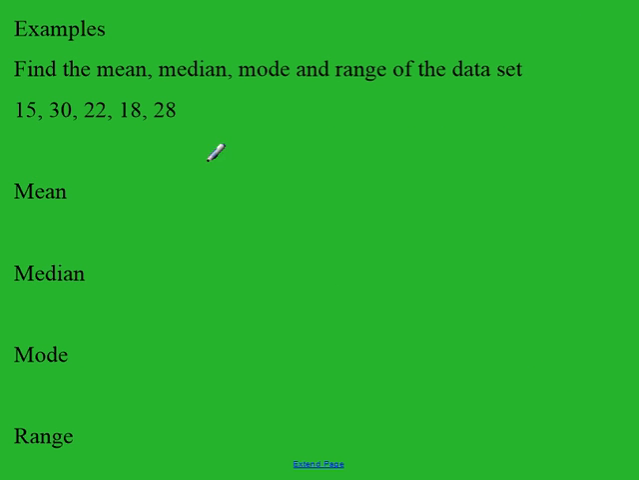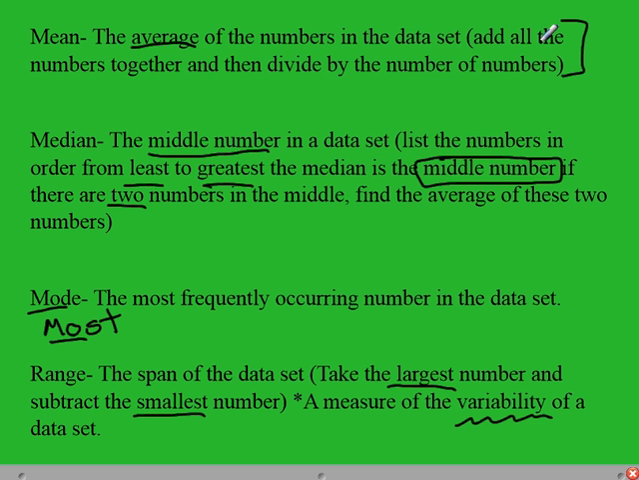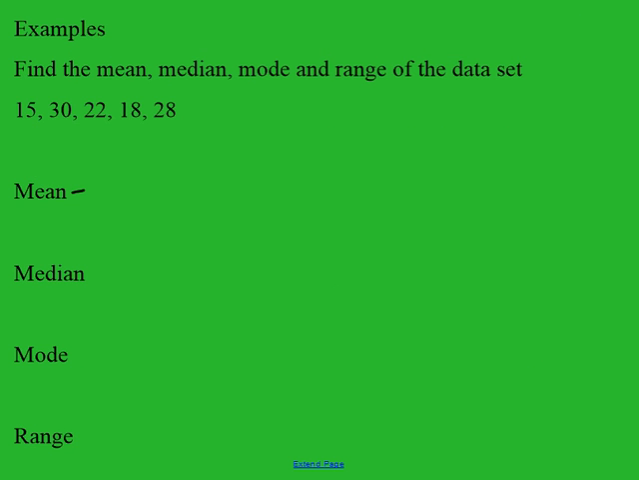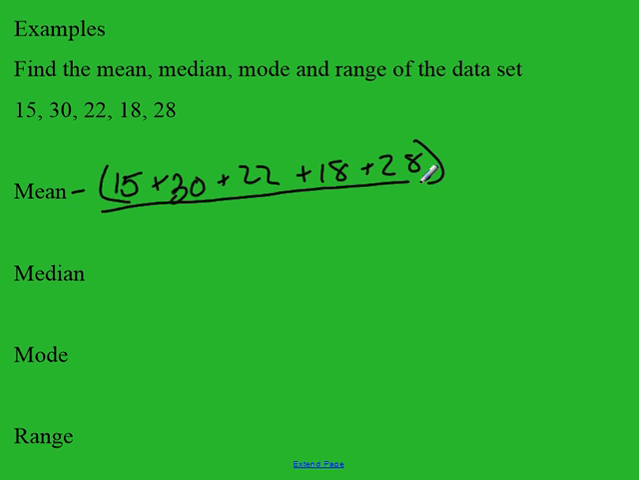So we're going to use all of these things and we're going to try to find the mean, median, mode, and range of a data set. And this one's pretty basic. We have this data set: 15, 30, 22, 18, 28. Let's start out by finding the mean. If you remember from our definition, you add all the numbers together and then divide by the number of numbers. So I'm going to do 15 plus 30 plus 22 plus 18 plus 28. And then I'm going to take all of that and divide it by the number of numbers I have. I have 1, 2, 3, 4, 5 numbers.